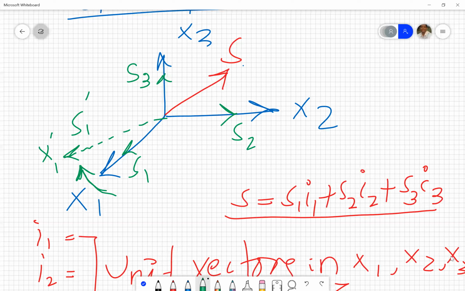When I am rotating this x1 axis in the clockwise manner, it will be displaced from x1 to x1 dash. The axis is now displaced from x1 to x1 dash. Similarly, at the same time, the x2 will also be displaced. So the displacement in the x2 direction is like that. That is x2 dash, and here the stress component is s2 dash.